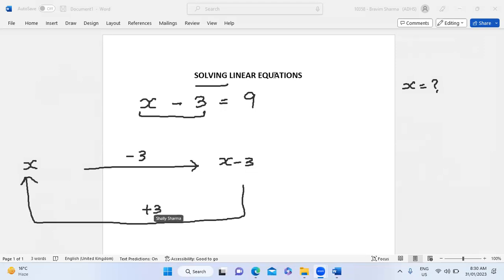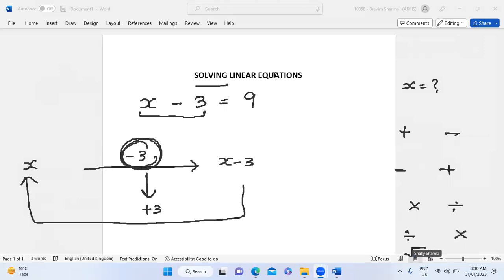Whatever is the operation you have performed here, just do the opposite of that. So opposite of plus is minus, opposite of minus is plus, opposite of multiplication is division, and division's opposite is multiplication. Same way, if you have a square root, opposite of that is square. If you have a square, then opposite of that is square root, and so on.